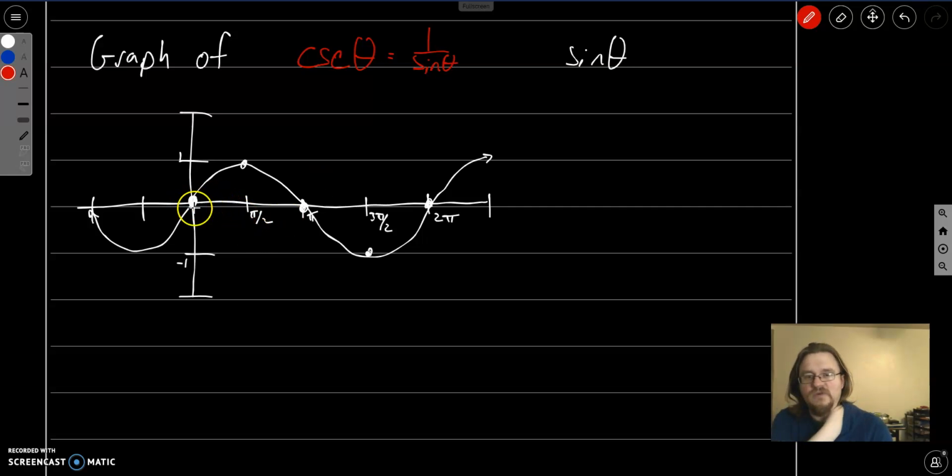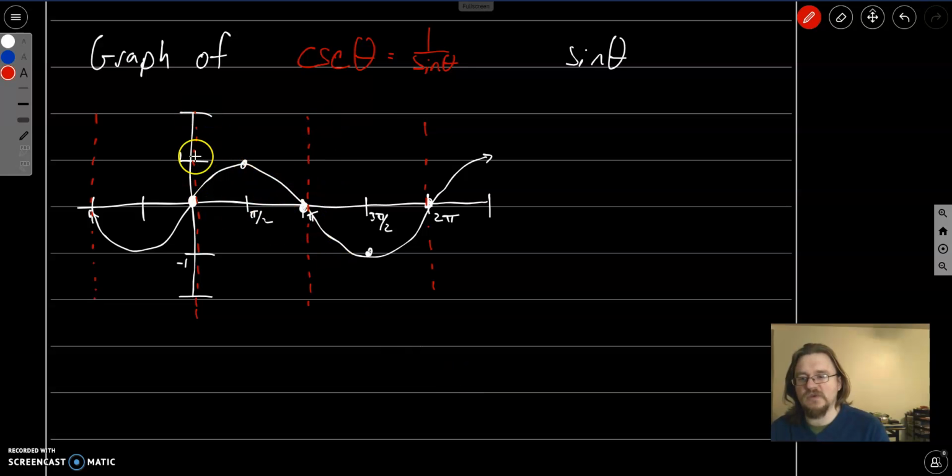So at 0, the sine function is 0. So that means the cosecant is 1 divided by 0. That doesn't exist. So we have an asymptote there. But the sine function is 0 a lot. So out here at pi, the sine function is also 0. At 2 pi, we're also 0. And back here at -pi, we're also 0. So we have a lot of asymptotes in here.